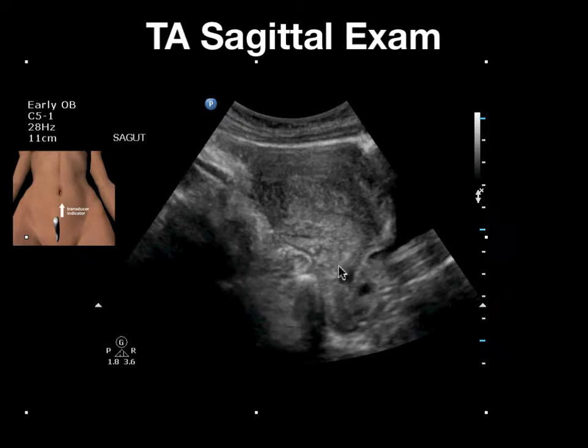These are Nabothian cysts here. This is going to be the cul-de-sac here. You can see bowel adjacent to the uterus here, but if there was free fluid, you would see it here. You can see the myometrium here, and you can see the hyperechoic endometrium.